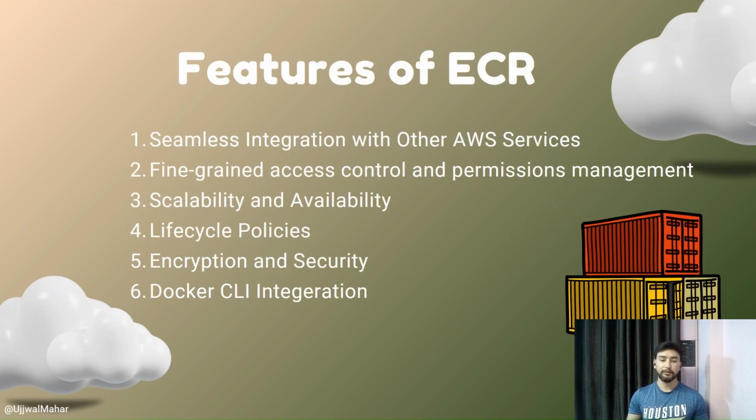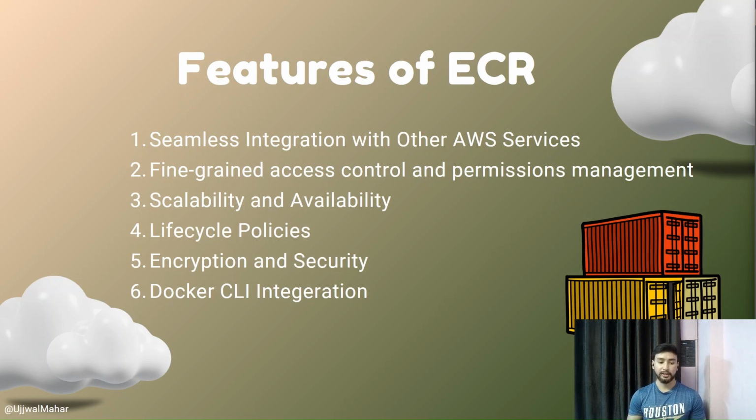Let us talk about some of the features of ECR. As ECR is a part of AWS services, it can be seamlessly integrated with other AWS services. For example, ECR can be easily integrated with other AWS container services like ECS or EKS. ECR provides fine-grained access control and permission management. You can control which user can access your container registry, and you can define fine-grained access control in order to ensure which user can push or pull images to your container registry.